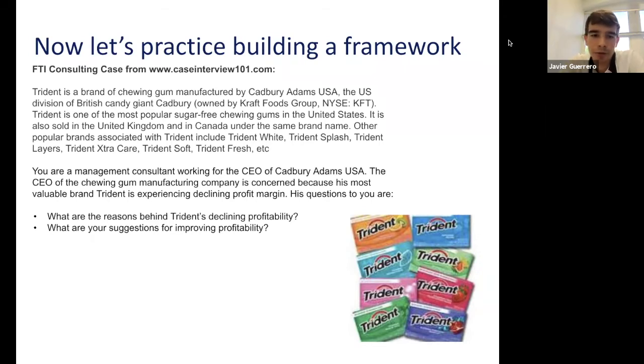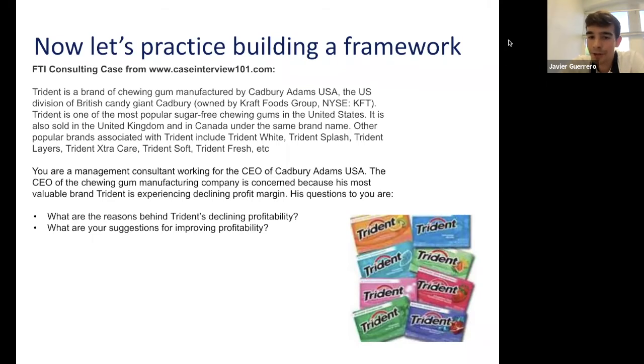Trident is a brand of chewing gum manufactured by Cadbury Adams USA, the US division of British candy giant Cadbury. It's one of the most popular sugar-free chewing gums in the US. It's also sold in the UK and in Canada under the same brand name. And there are a bunch of different popular brands associated with Trident, Trident White, Trident Splash, etc.